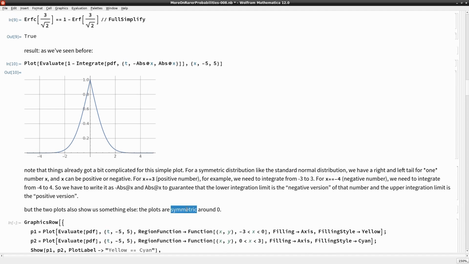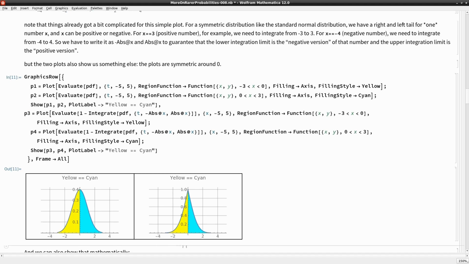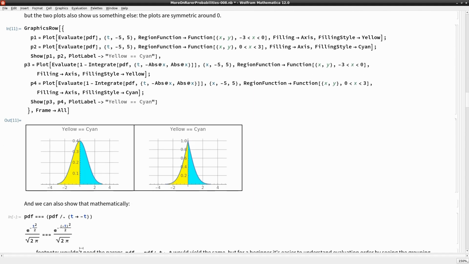The plots are symmetric around 0. So if we look at this, then we see that in both cases, in the PDF and in the rarer probabilities function, we have a left part and a right part, and they have the same area. They have the same size. And we can use this. We can speed up the computation if we are computing just half and then multiplying that number by 2. That gives us the entire area.